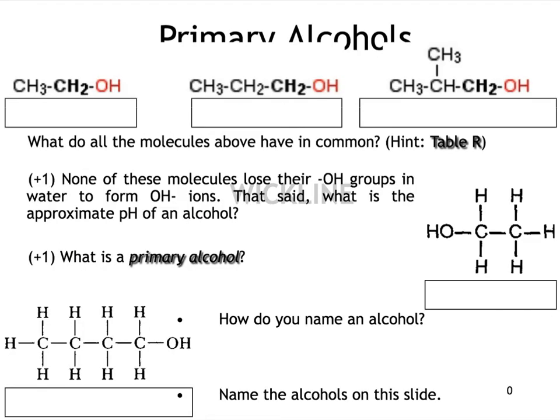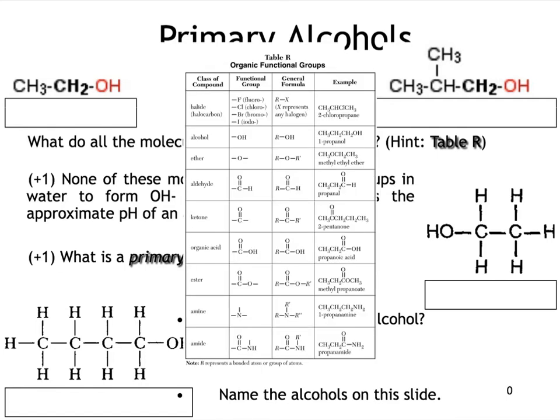All right, primary alcohols. We just need to figure out how to name these alcohols and look at the functional group for alcohol as well. So let me pull up the table R. I'm going to remove this in a second just to show you to get started. Alcohols are the second thing right under halocarbons. And the functional group is an OH, covalently bonded to the molecule.